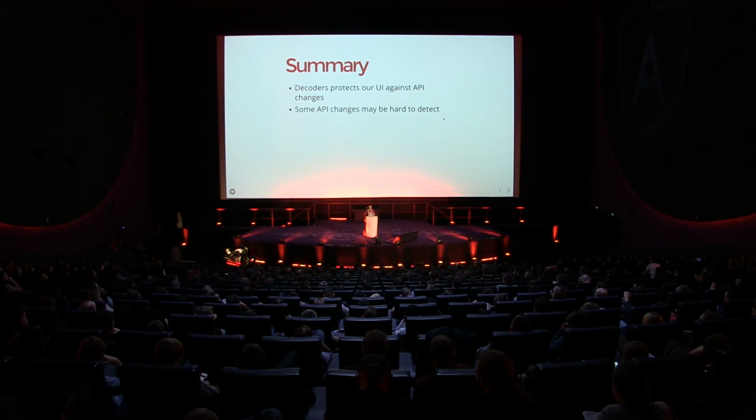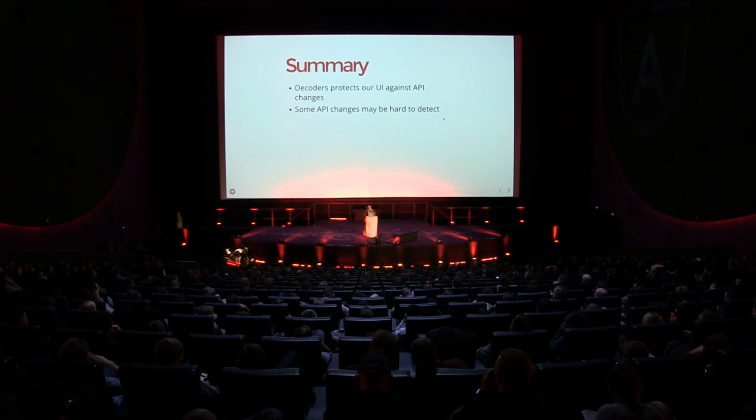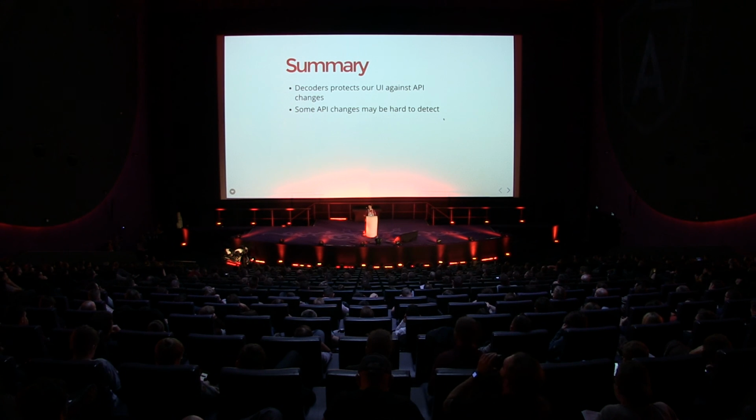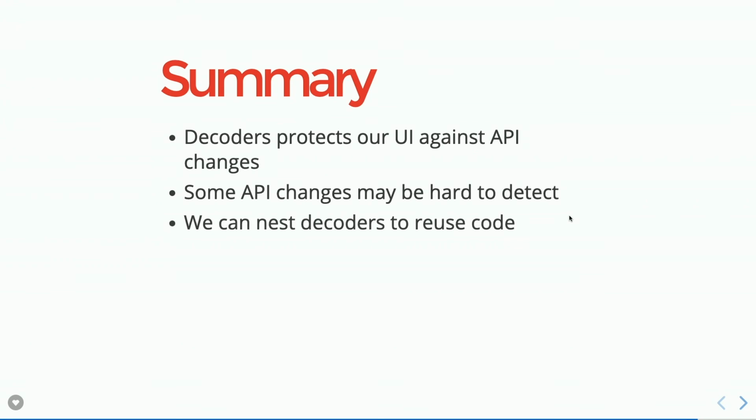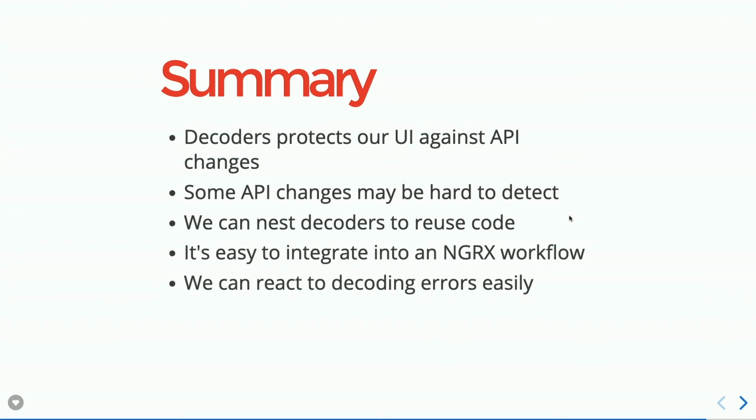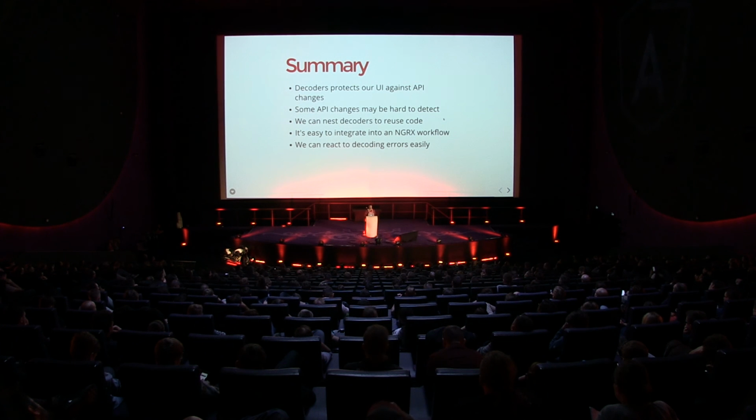So in summary, decoders protect our UI against API changes or external sources. Some API changes might be hard to detect because instead of breaking the JavaScript thread, they are just going to show object, as we have seen. We can nest decoders to reduce code, which is very useful especially when we have very big JSON structures. And it's easy to integrate into the NGRX workflow, and we can react to errors easily in the code.